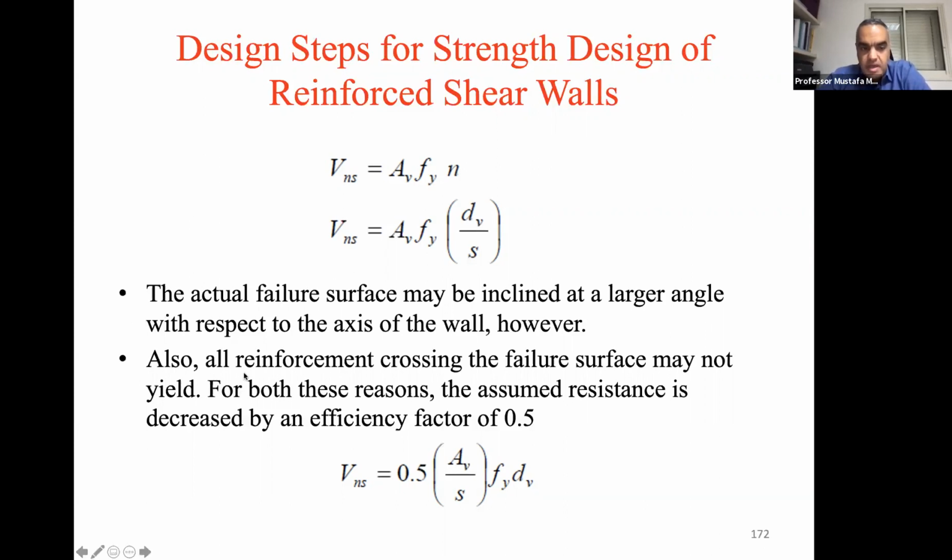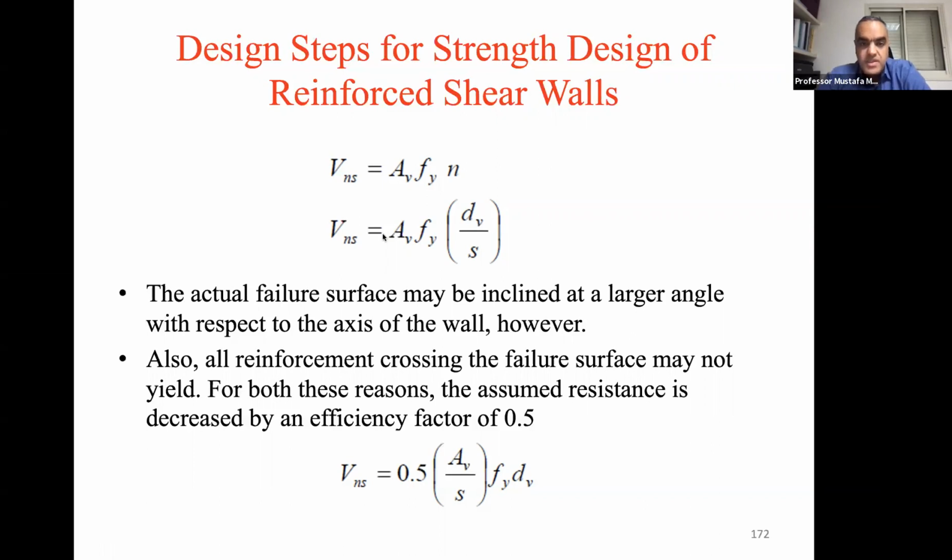Now here, all reinforcement crossing the failure surface may not yield. Okay, so we don't know if all the reinforcement will yield. For both of these reasons, which is the actual failure surface may be inclined at a larger angle with respect to the axis of the wall, and also not all the reinforcement may yield, we can reduce the contribution of the steel to the steel resistance. We can use this equation and reduce its contribution by half.